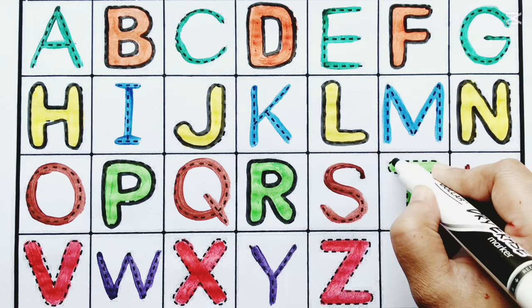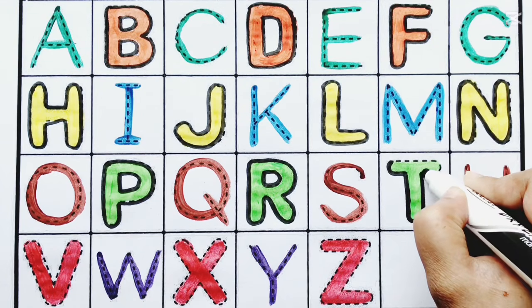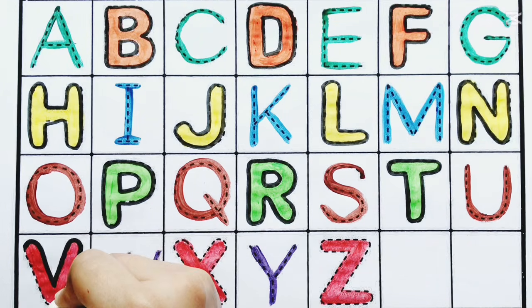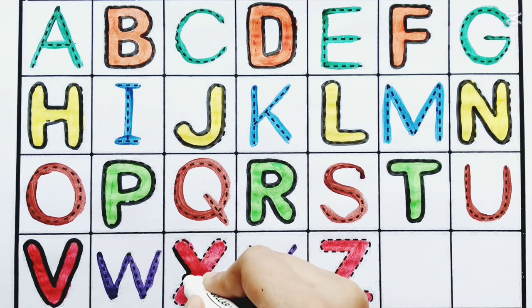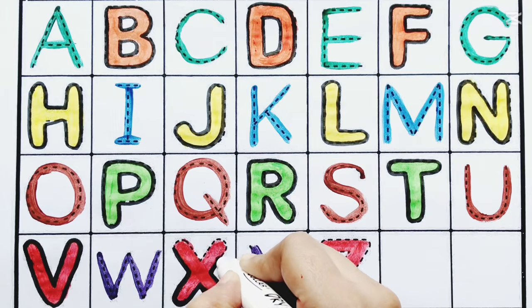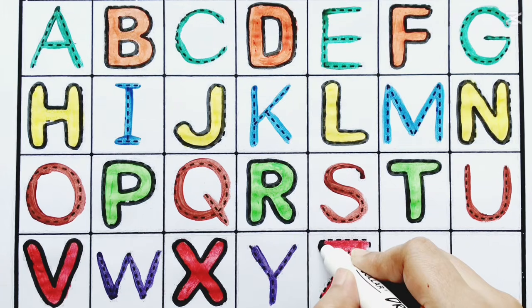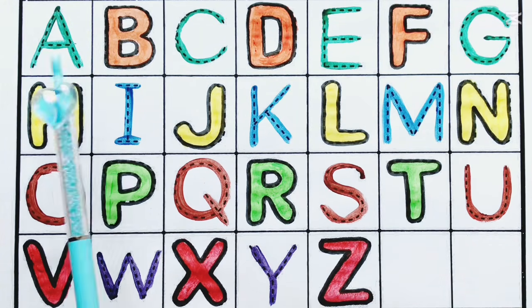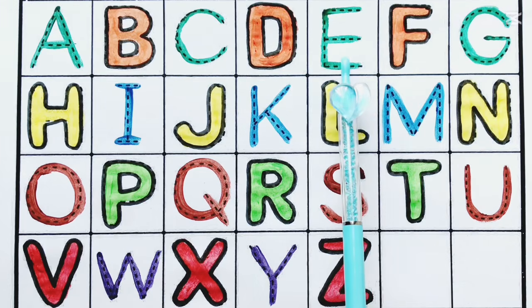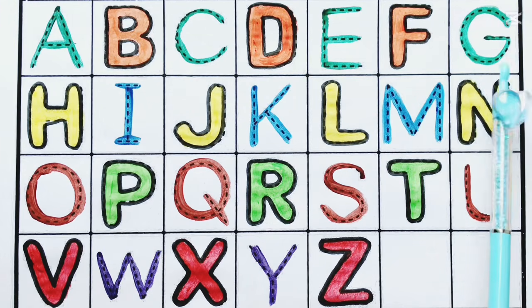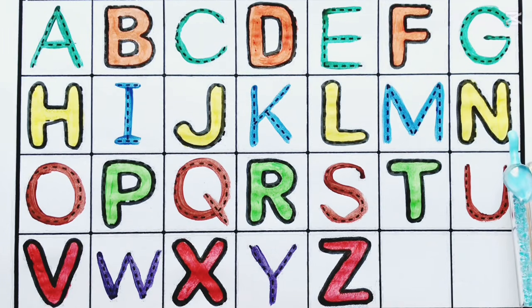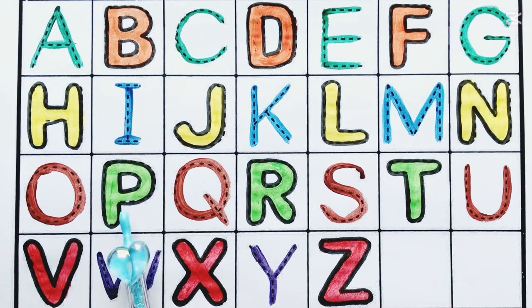Let's see a list of words that start with the letter A. Apple, angel, address, animal, answer, April, autumn, ambulance, airplane, arrow, alligator.